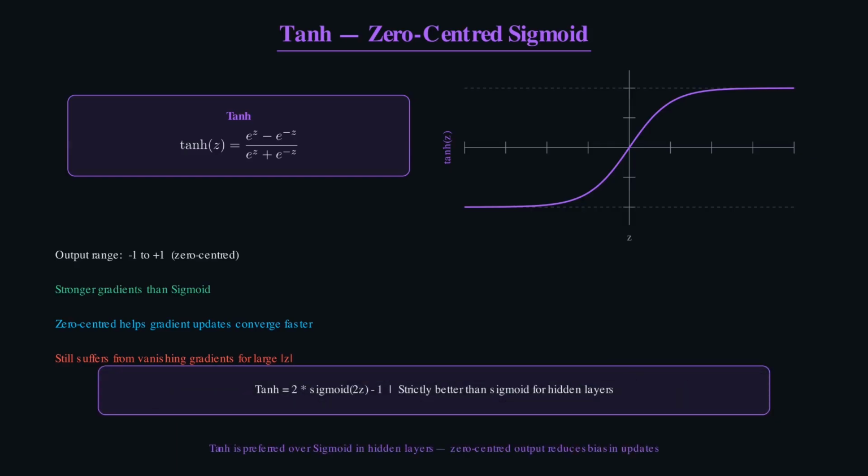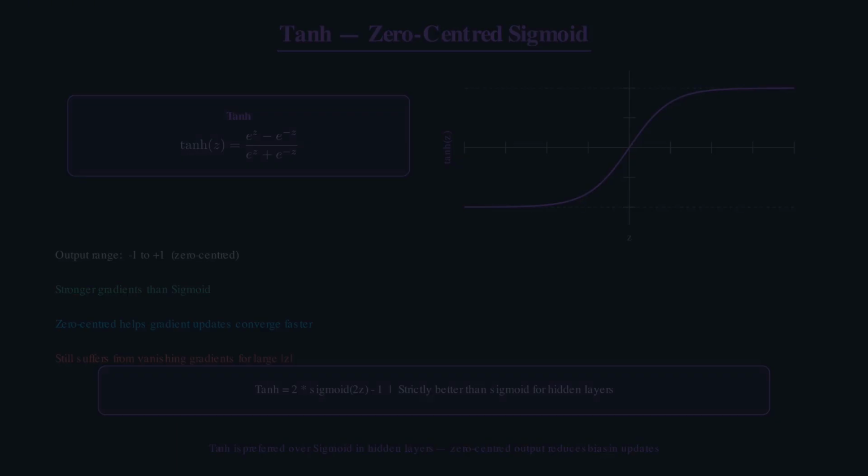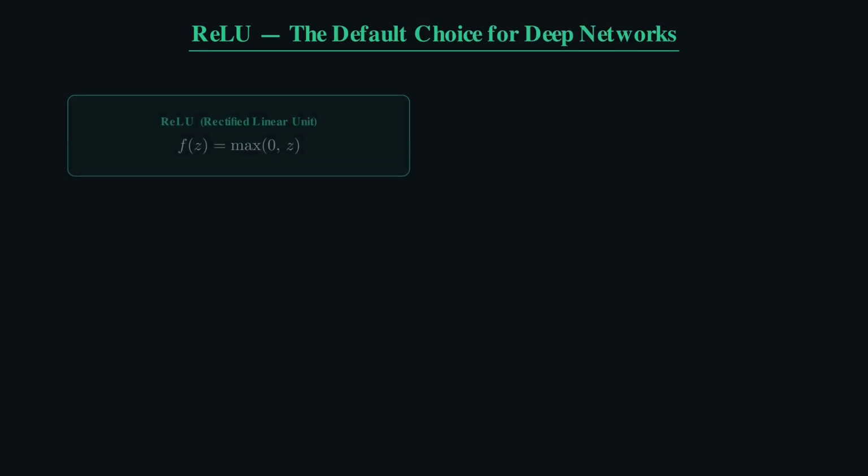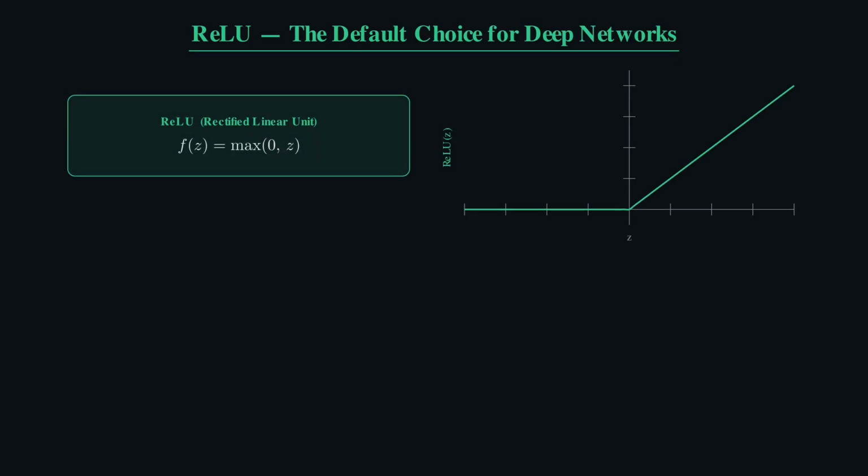Tanh fixes the zero-centering problem, outputs -1 to +1, and gives stronger gradients. Strictly better than sigmoid for hidden layers, though it still suffers from vanishing gradients at the extremes.